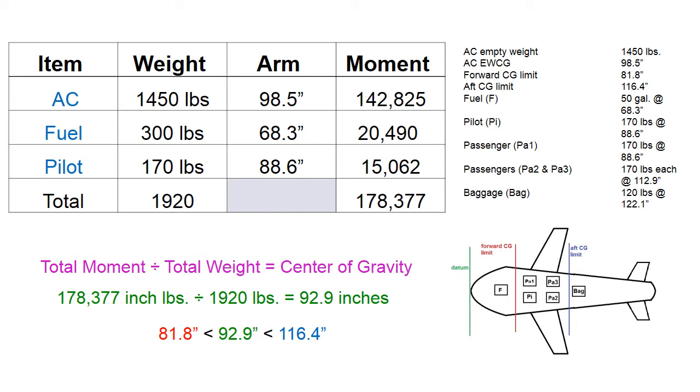Once we have calculated individual moments for our aircraft, fuel, and pilot, we will sum these values together to get a total moment. We will then add our individual weights together to get a total weight. Divide our total moment by our total weight to get the center of gravity of our forward condition check of 92.9 inches. 92.9 inches lies between our forward and aft CG limits, so we have determined that this aircraft passed its forward condition check.